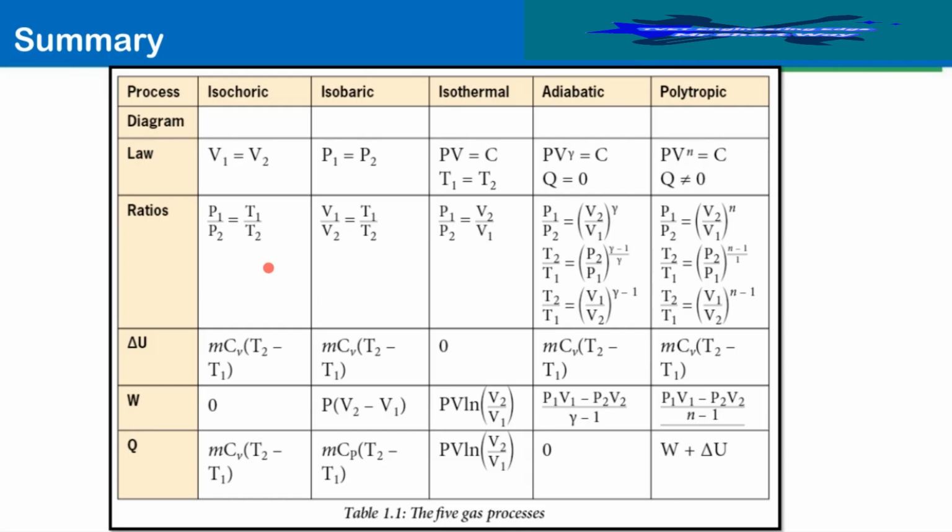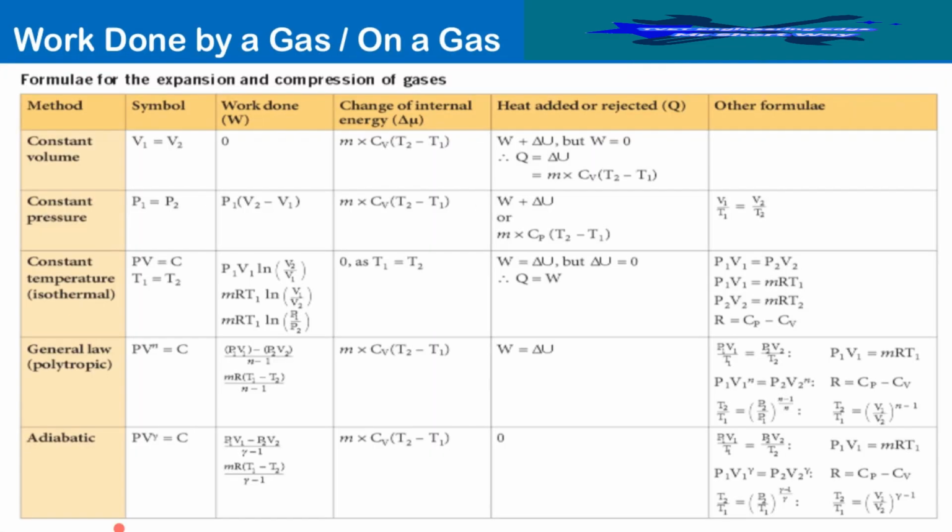The table in the N5 material is a bit neater. As you can see, you've got your isochoric, constant volume, and your isobaric, which is constant pressure, constant temperature, adiabatic and polytropic processes. 5 processes, as discussed. If you want, you can go through the Power Machines N5 material as well. For those who did Power Machines recently, you'll remember this table.